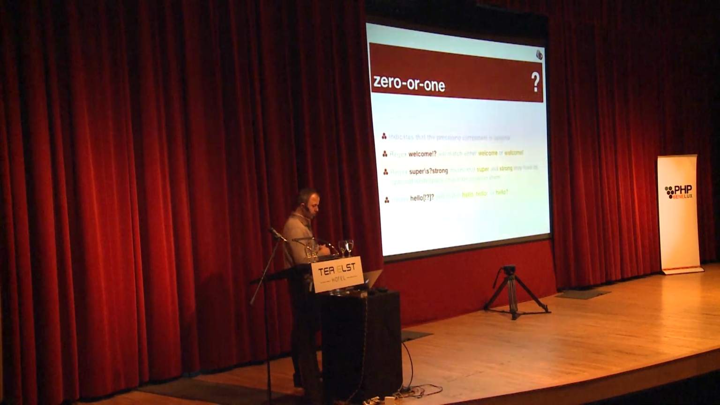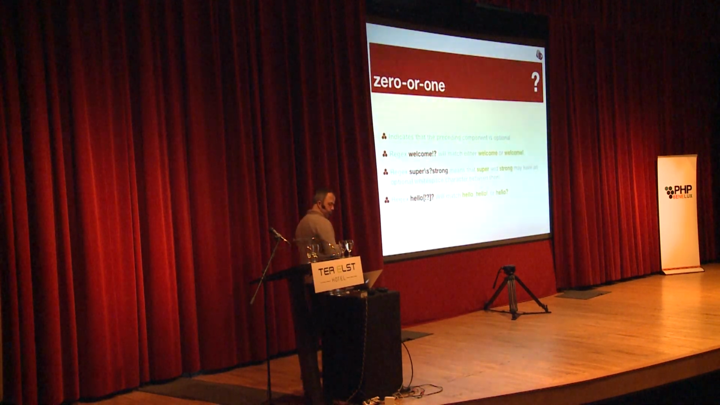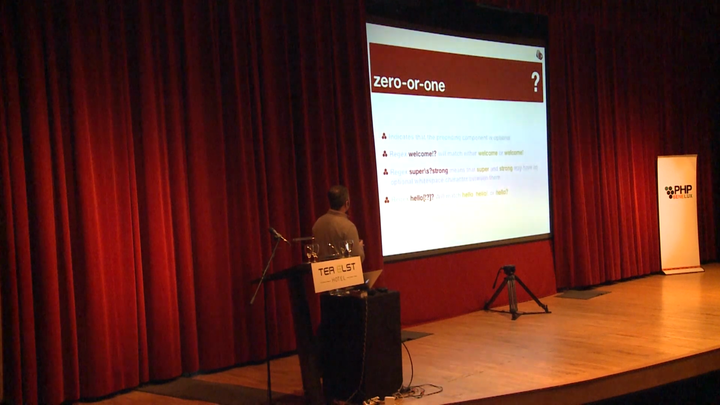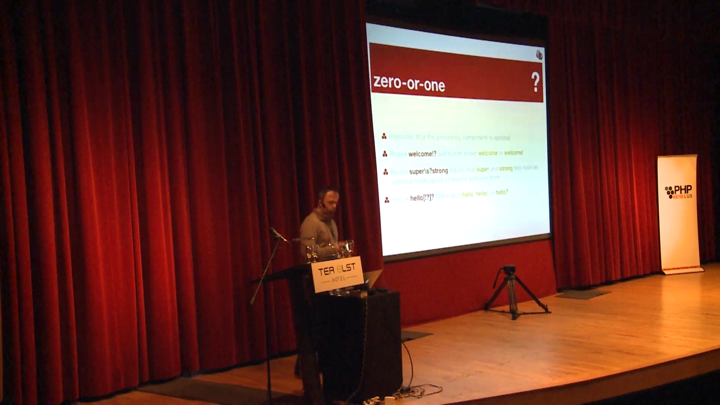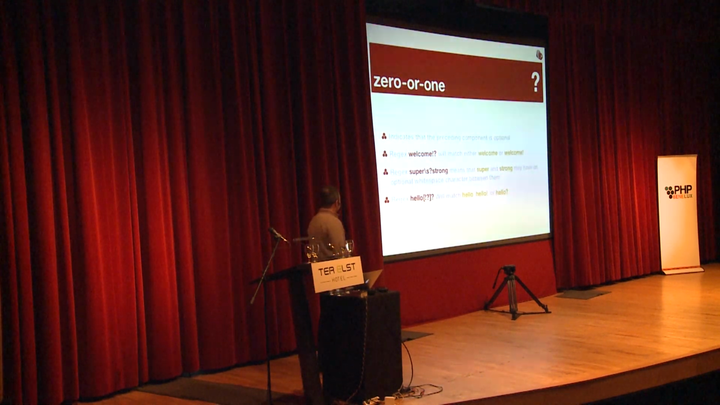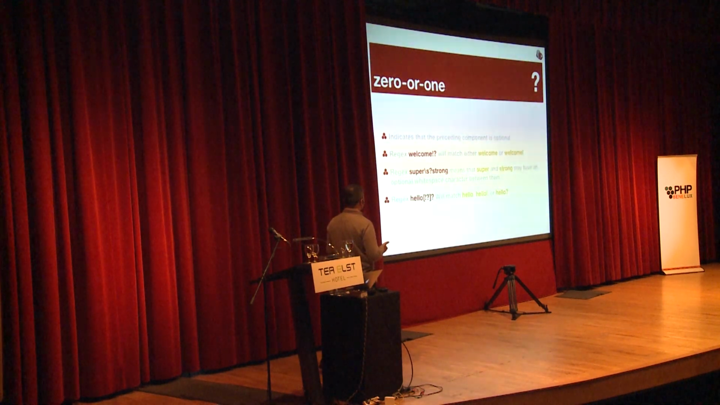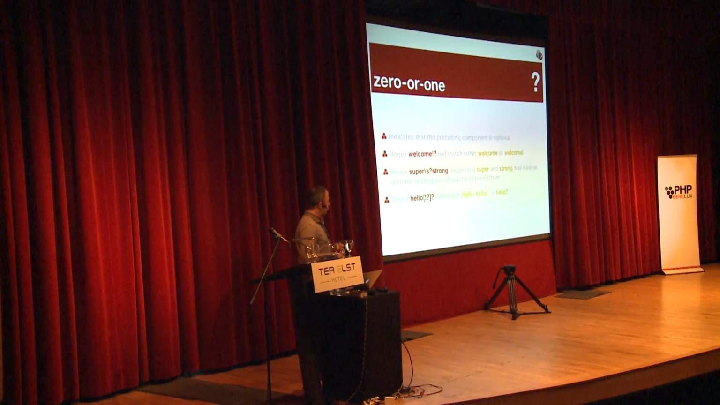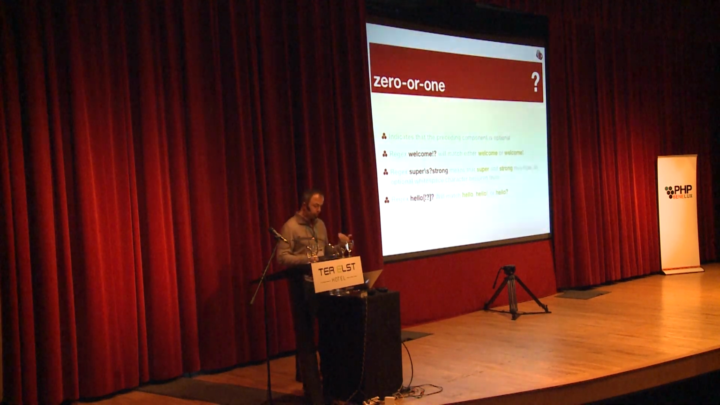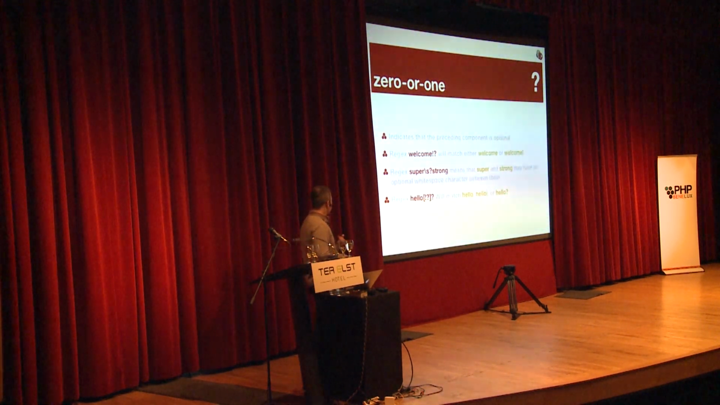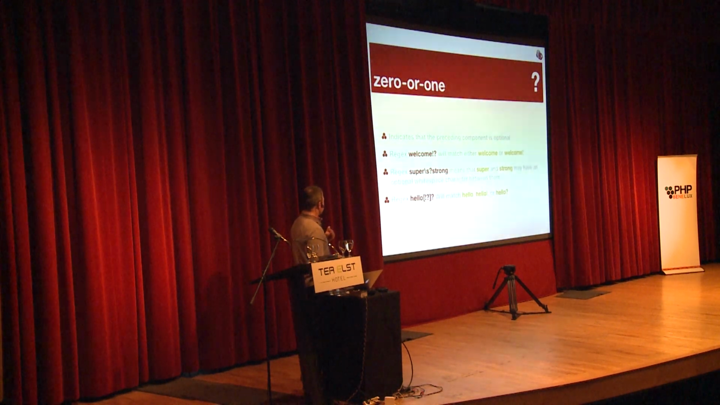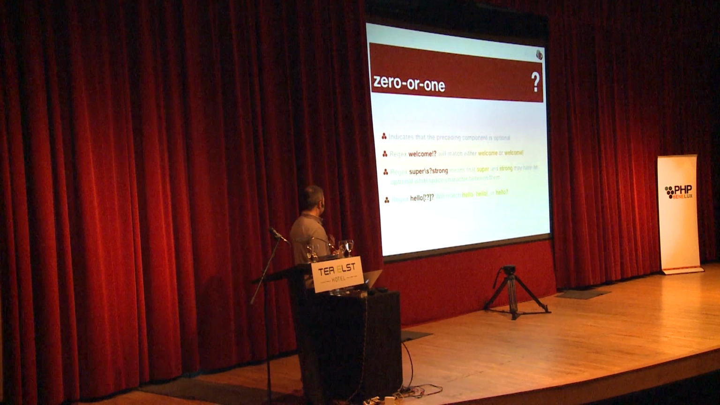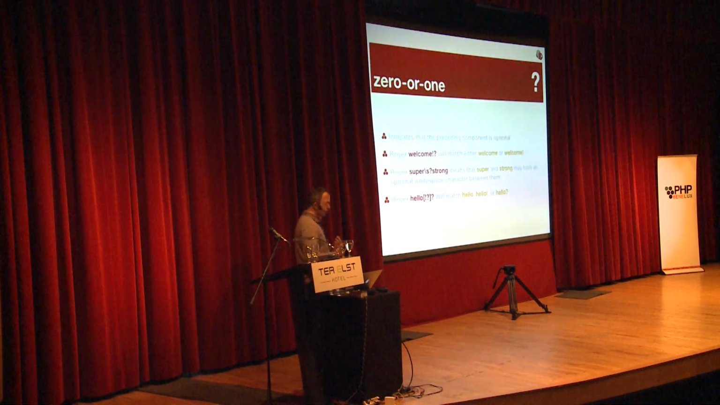Now, there are 4 of these quantifiers, and the first one is the question mark, which means 0 or 1. It indicates that the preceding component is optional. If you say welcome-bang-question mark, it'll match either welcome or welcome with an exclamation point. Or if you're not sure if super strong should have a white space in the middle or not, you can say \s question mark, and it'll be optional.